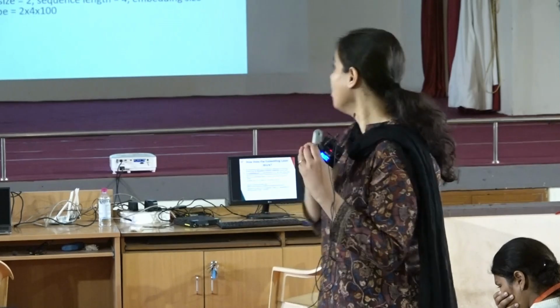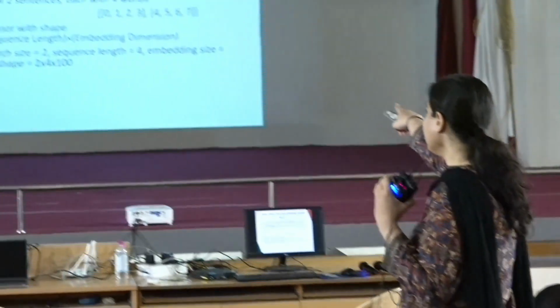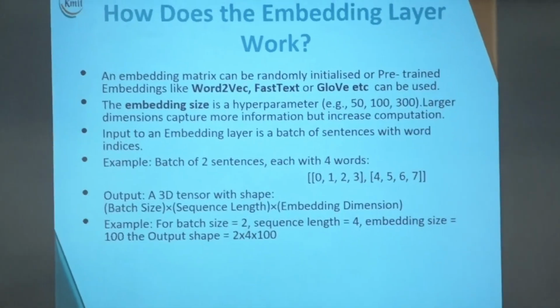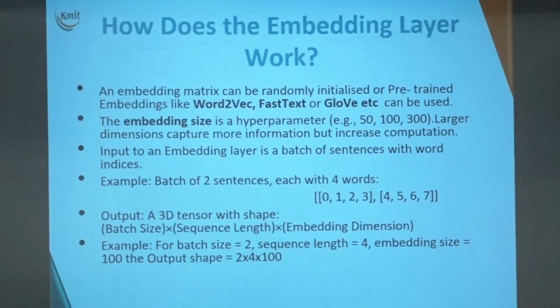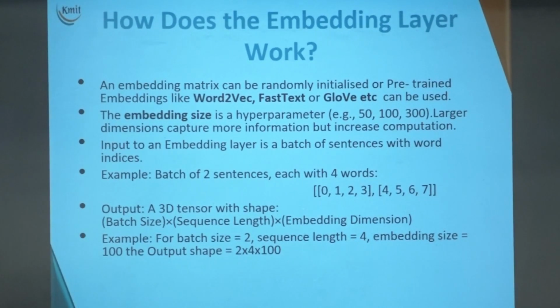So apart from your words, what exactly will you have now? Batch numbers associated. It's very important, guys. Please understand. A batch of, let's say, 2 sentences of 4 words each will be represented like what you can see on your screen. This light is not working. If you can see over there, it is like a tensor.